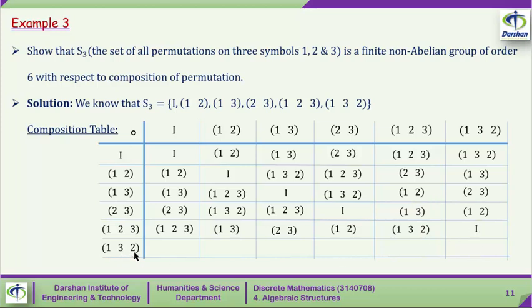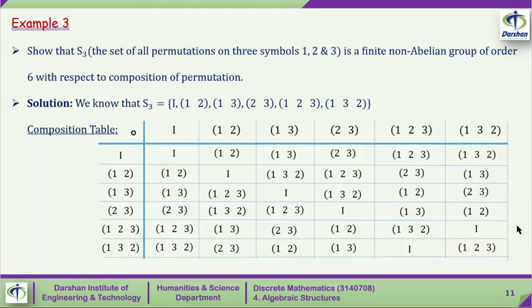Now (1 3 2) of the identity element we get (1 3 2) itself. Then (1 3 2) of (1 2) we get (2 3). (1 3 2) of (1 3) we get (1 2). (1 3 2) of (2 3) we get (1 3). (1 3 2) of (1 2 3) we get the identity element. (1 3 2) of (1 3 2) we get (1 2 3).